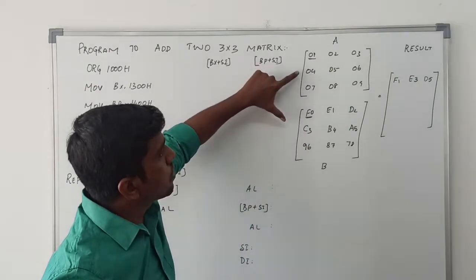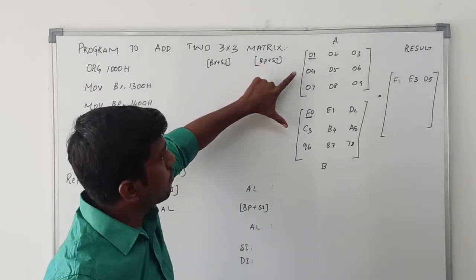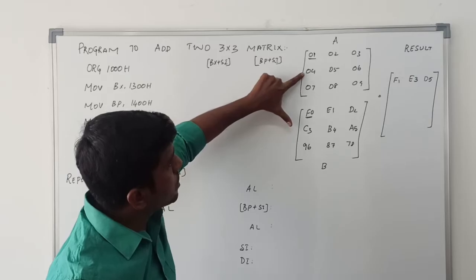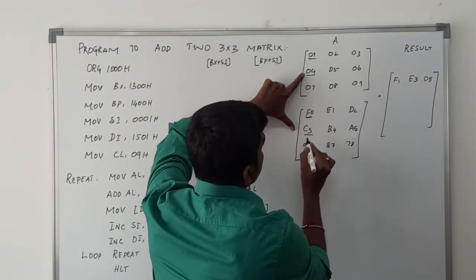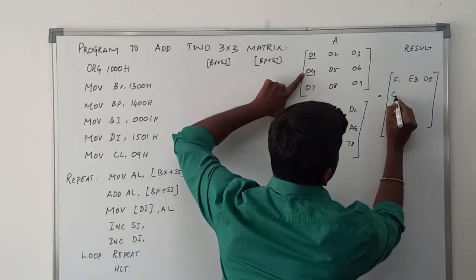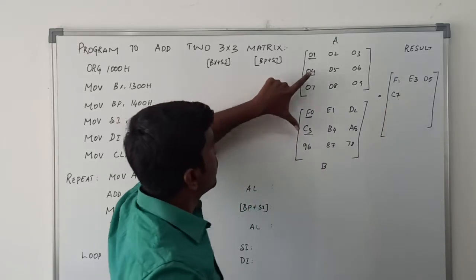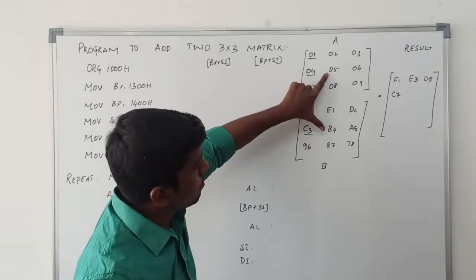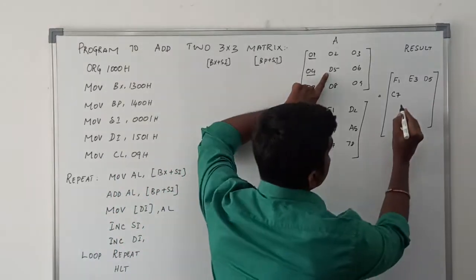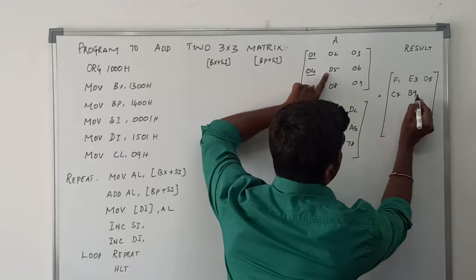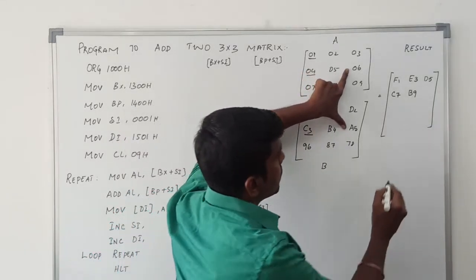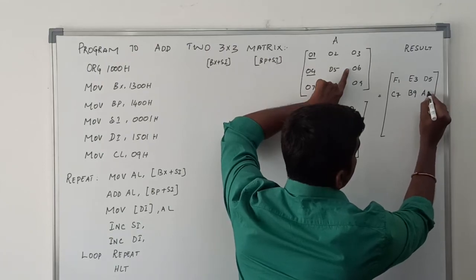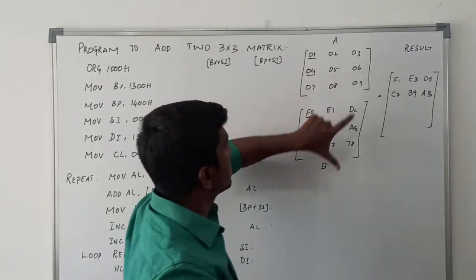Then we focus on the second row of matrix A and matrix B. The first element 04 and C3. The result is C7. The second element 05 plus B4. The result is B9. The third element 06 plus A5. The result is AB.